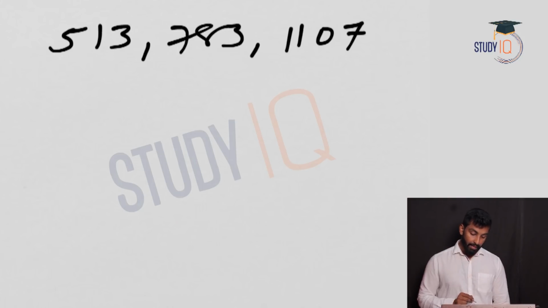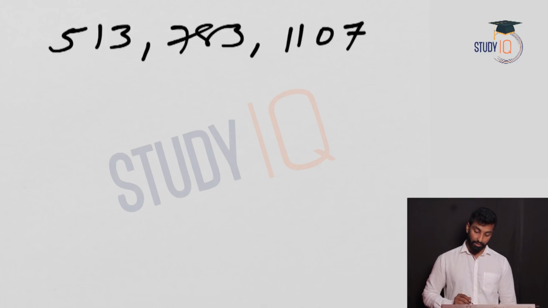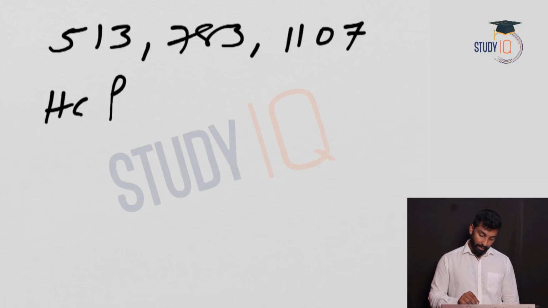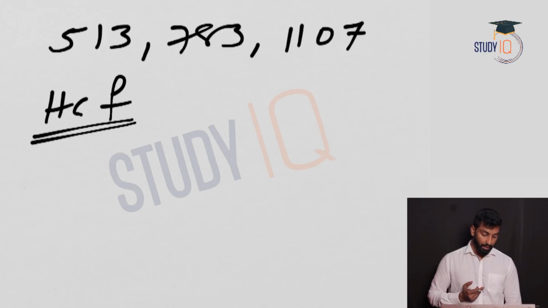Now what is given? They're asking what is the largest number which can divide 513, 783 and 1107, right? 513, 783, 1107. Basically, you need to find out HCF. The largest number which can divide all the three numbers, you need to find HCF. Direct question. But how will you start off?